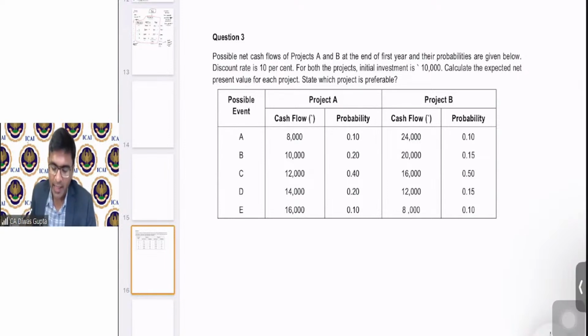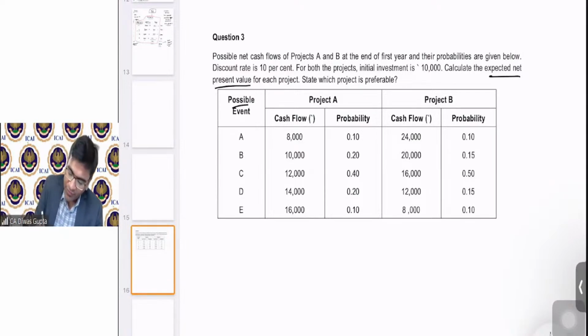The possible net cash flows of project A and project B at the end of the first year and their probabilities are given below. Discount rate is 10%, which is fine. For both the projects, initial investment is 10,000, which is also fine. Calculate the expected net present value for each project. State which project is preferable. Okay. So it is very easy and very simple.